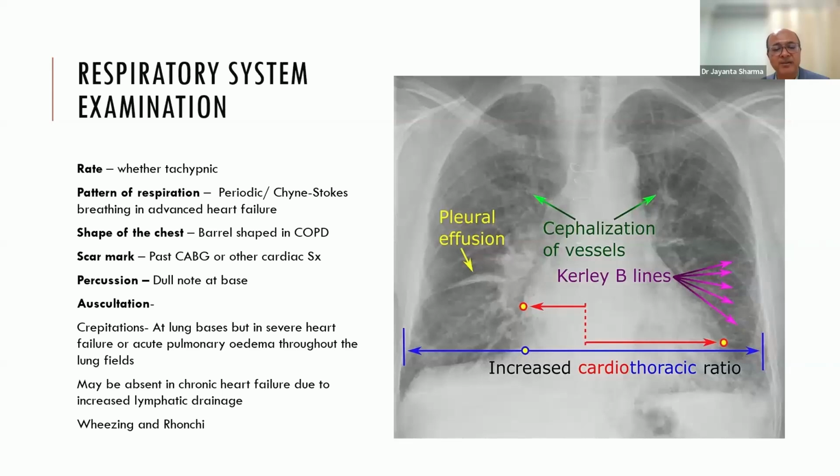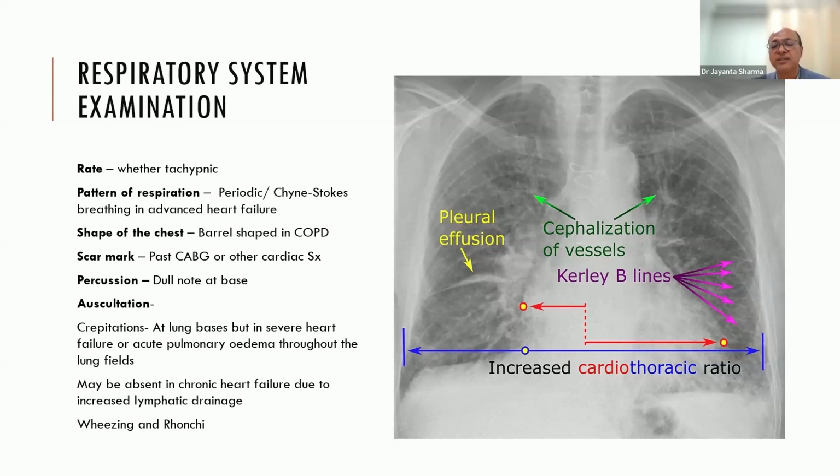Initially, in mild heart failure, crepitations are present in both bases, but in severe heart failure you will get the crepitations throughout the chest. So these are the symptoms and signs you will get in respiratory system examination in heart failure patients. Along with that, you may get wheezing and rhonchi also.